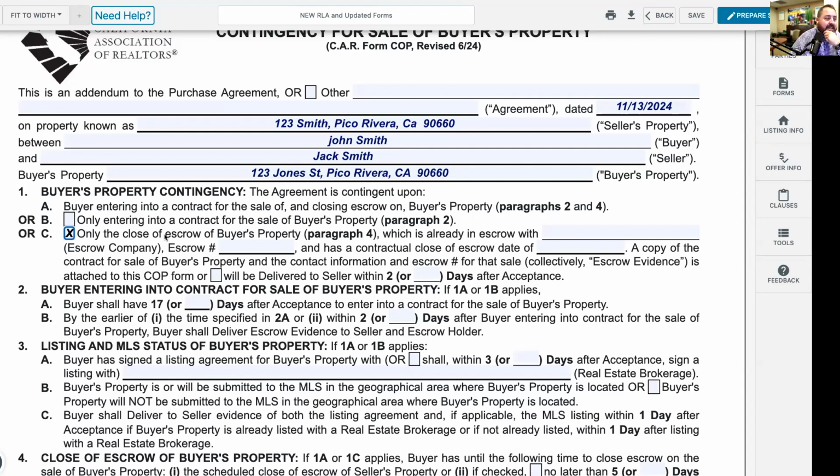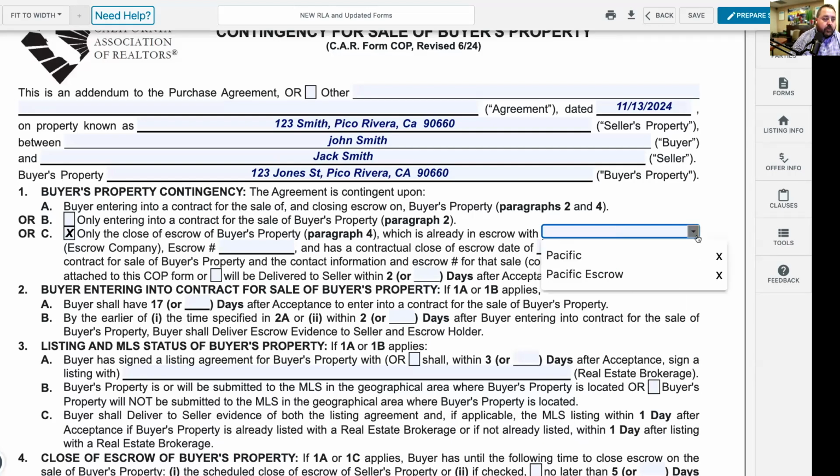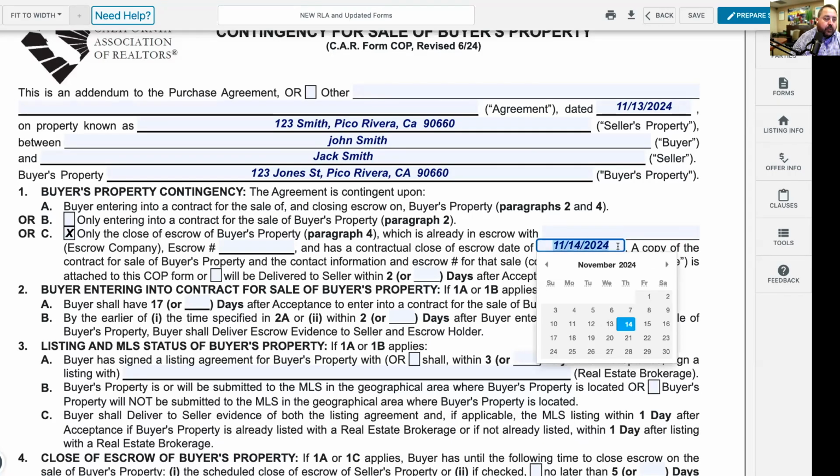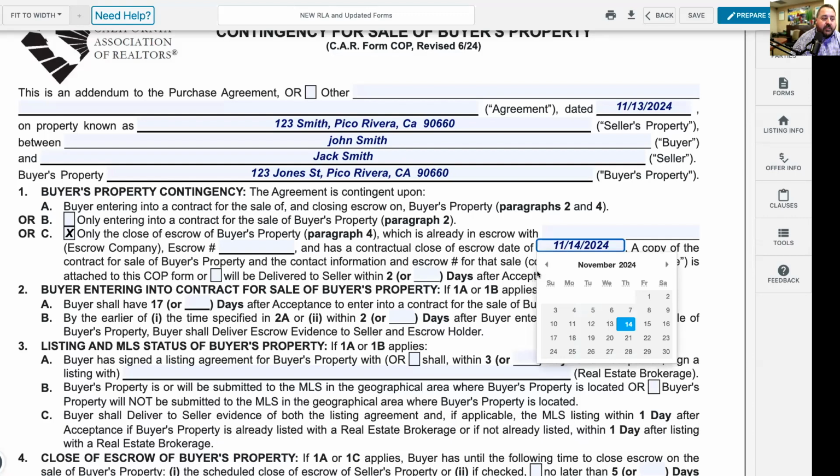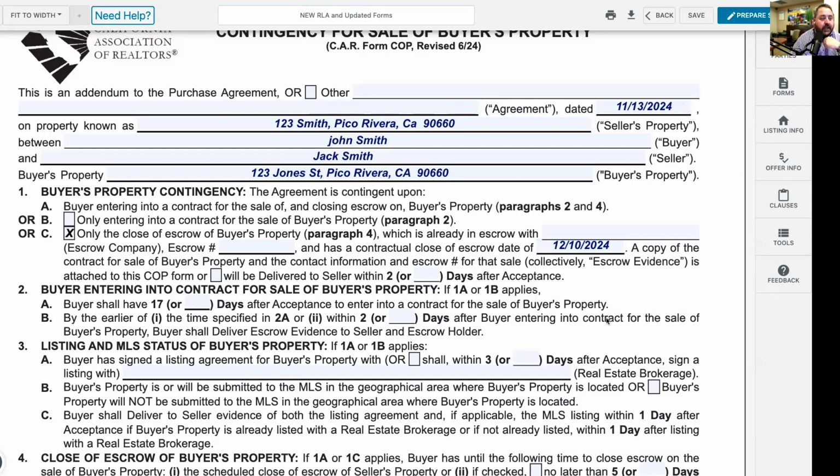Okay. In this case, when I check this off, I have to put the escrow, right? The escrow company that we're in escrow with. I have to put the escrow number and what the close date is for our escrow. Okay, so let's say right now our close date is December 10th. Okay, put that in.